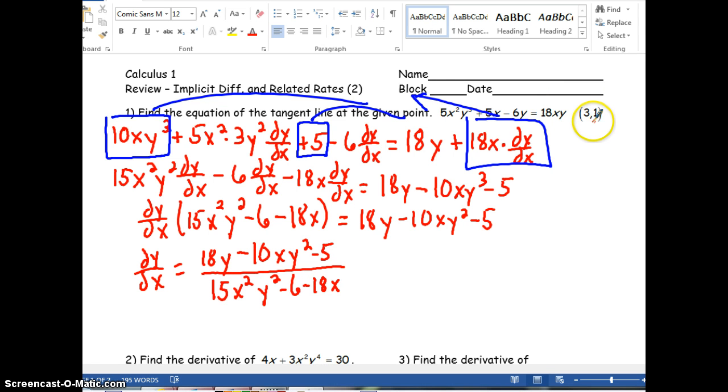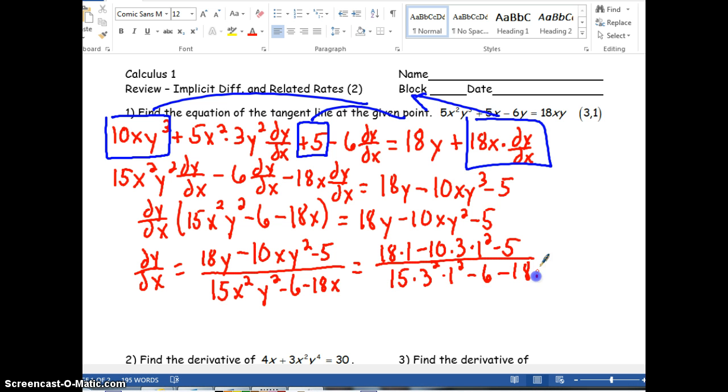So we're going to take 3 and 1 and plug it in here. That's going to give me 18 times 1 minus 10 times 3 times 1 squared minus 5, all over 15 times the x again here is 3, so that's 3 squared times 1 squared minus 6 minus 18 times 3. So all I do is replace x and y with the 3 and the 1 from here. And then when you simplify that, your answer here is going to be negative 17 over 75. Negative 17 over 75 is your slope.